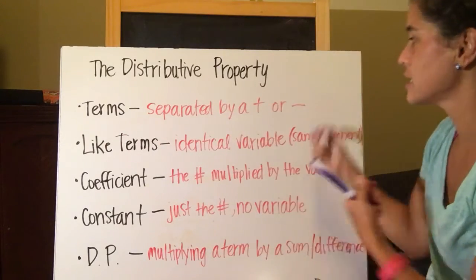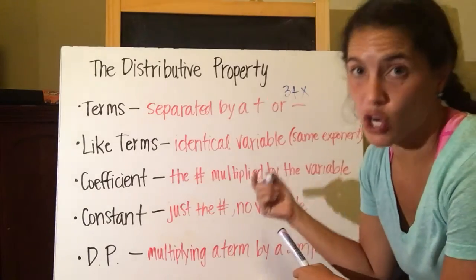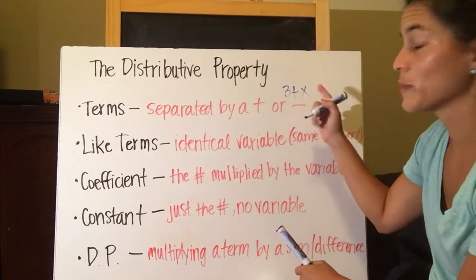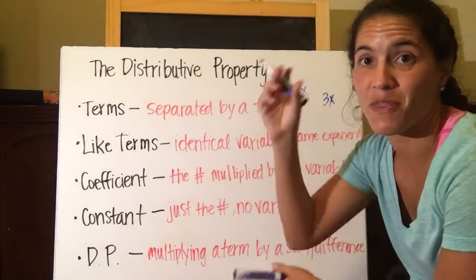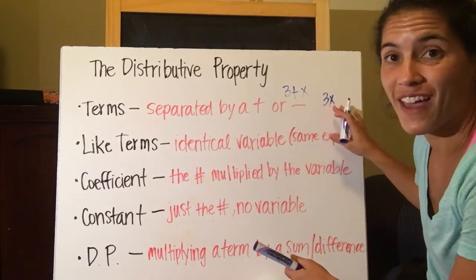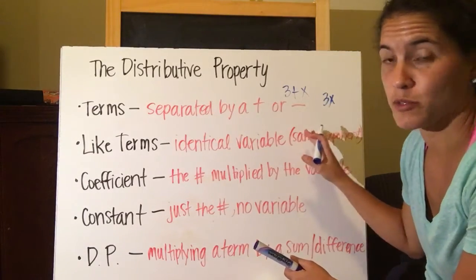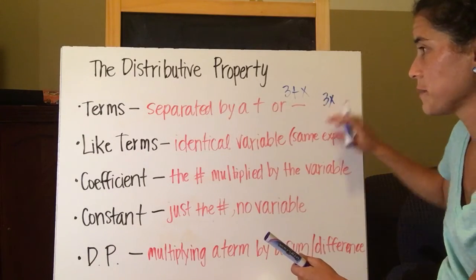If it is like 3 plus x, those are terms. 3 is a term and x is a term. If it is 3x, that is multiplication. So that is a term, but the 3 and the x are not separated by an addition or subtraction sign. So these are two terms, and this is one term together.